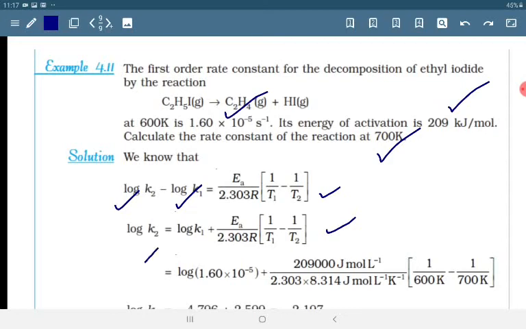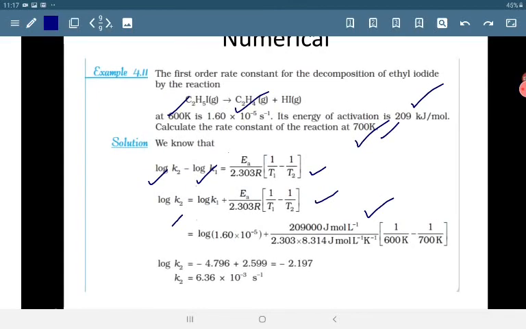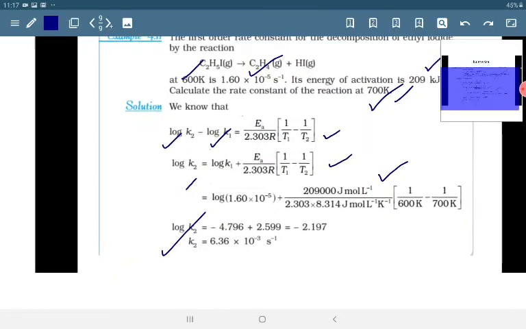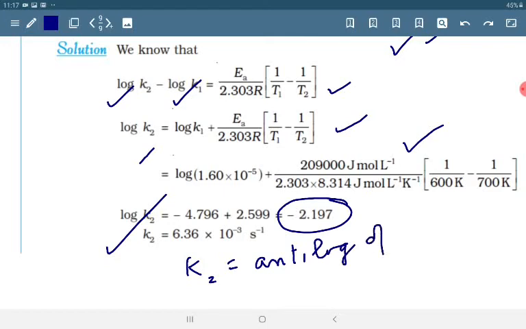Temperature is also given, one is 600 Kelvin and the other is 700 Kelvin, and by putting the values you can solve this numerical by taking the help of log tables. So here K2 will come out to be this. Yes, one thing is there, log K2 is equal to minus 2.197 and K2 will be equal to antilog of minus 2.197. What to do here?